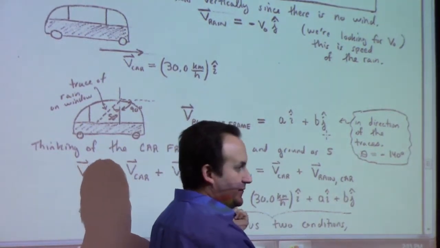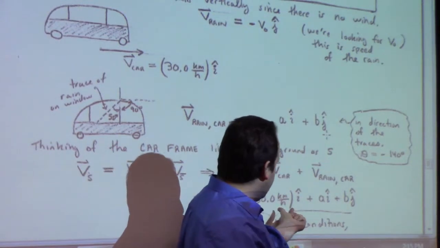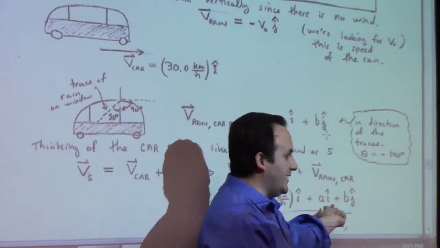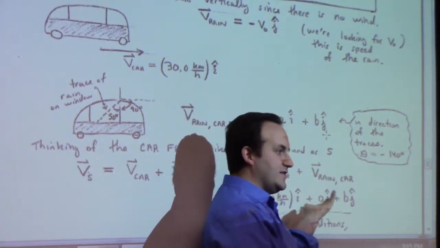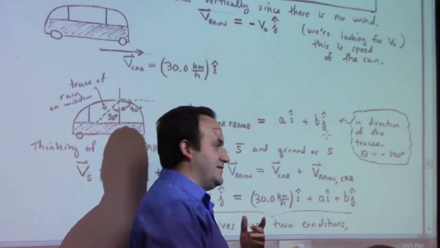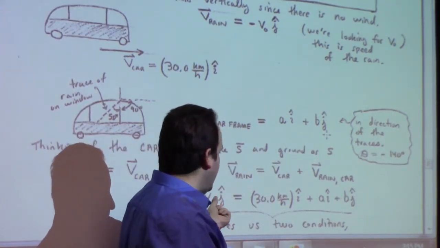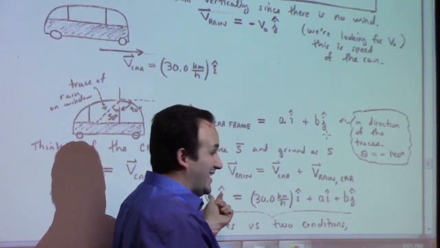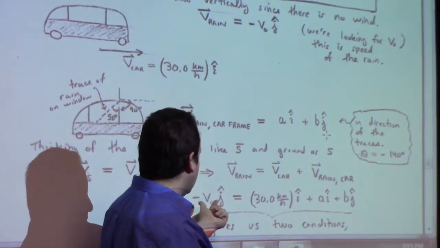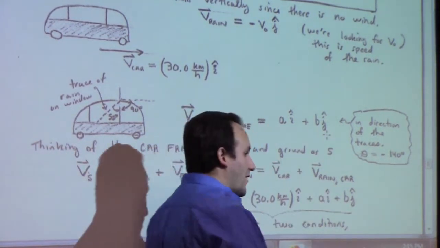There's no x component over here, right? So it must be that the sum of the x components, which are 30 and a, so 30 plus a, must be 0. So a must be minus 30 kilometers per hour. And on the other hand, the j hat components have to match too, right? So that's why b has to be minus v naught.